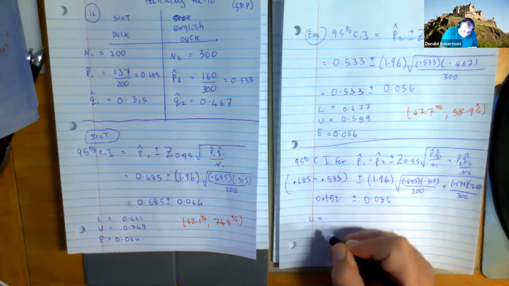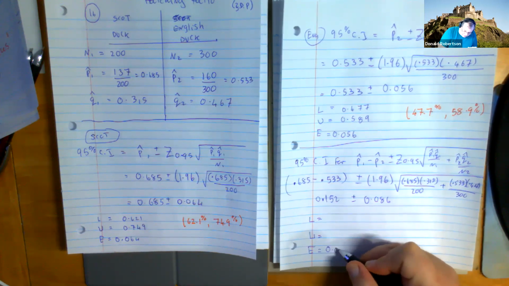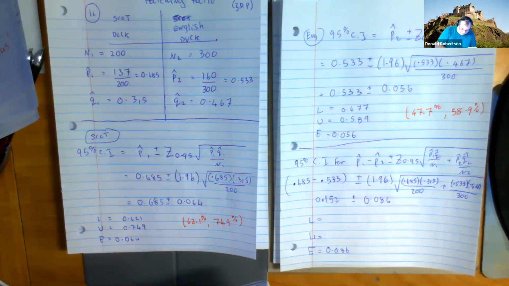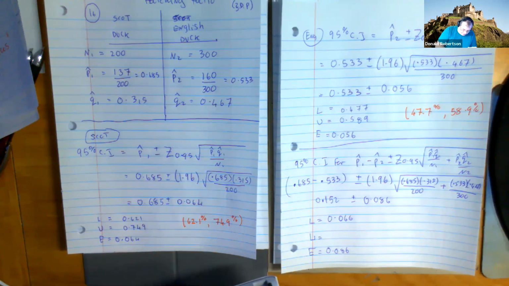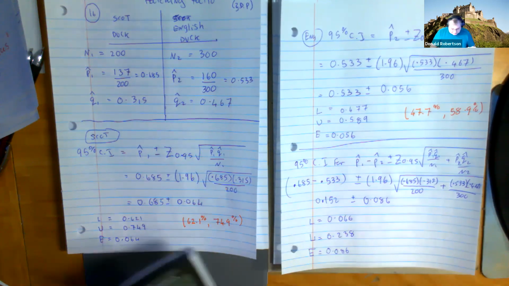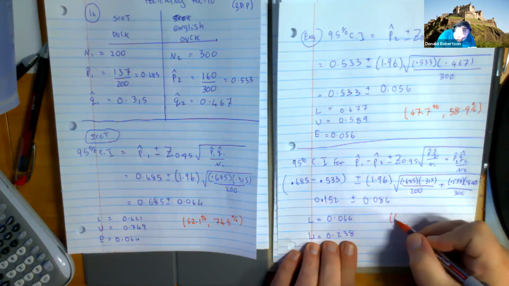So I'm going to have a lower limit, an upper limit, and a margin of error. And the margin of error is this guy. Right, take them away and see what we get. 0.152, take away 0.086, and I am looking at 0.066. And then if you take the two but add them, you get 0.238. And I would convert these to percentages.